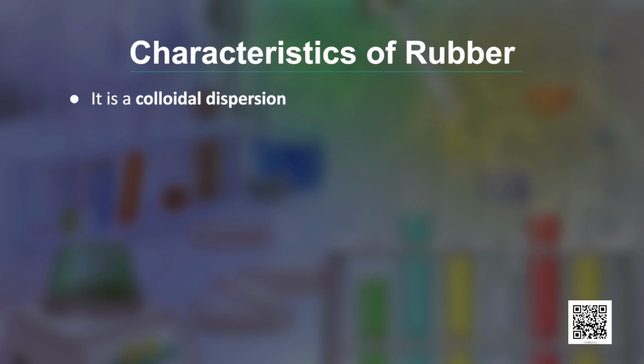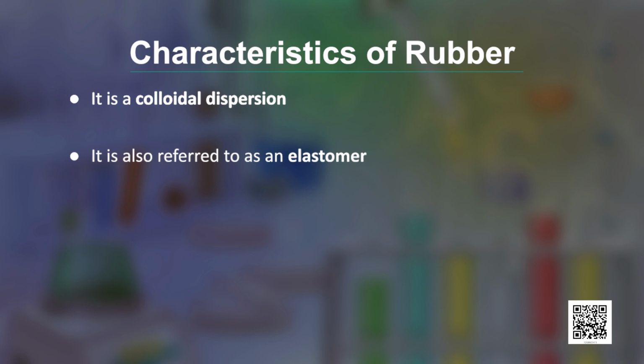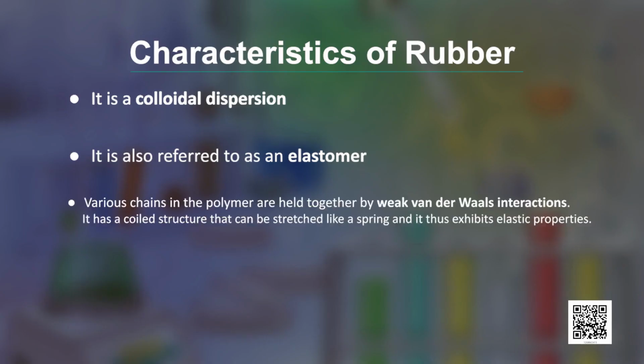Natural rubber is a colloidal dispersion. I hope you all have read about what colloidal dispersions are in the chapter on solutions, but let us talk about it once again over here. It is also referred to as an elastomer. I am sure you all can recollect the properties of elastomers that we had studied in the first session. That is, various chains in the polymer are held together by weak van der Waals interactions. As a result, it has a coiled structure that can be stretched like a spring and thus exhibits elastic properties.